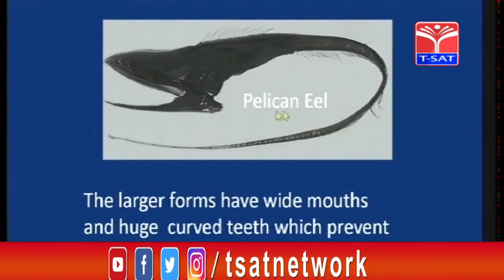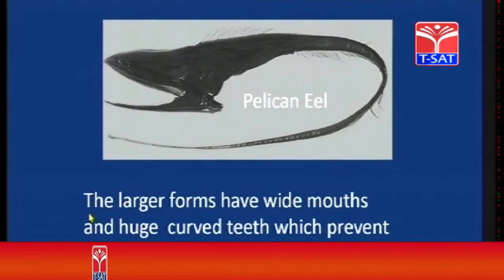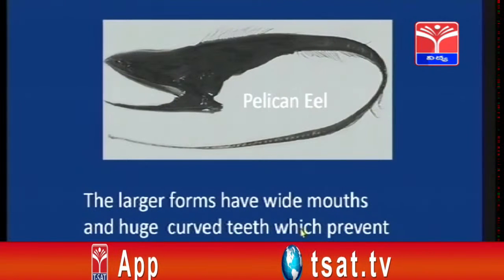So this is again a pelican eel, children. You can see again the wide mouth, right? So the larger forms have a wide mouth and huge curved teeth, which prevent the escape of prey.